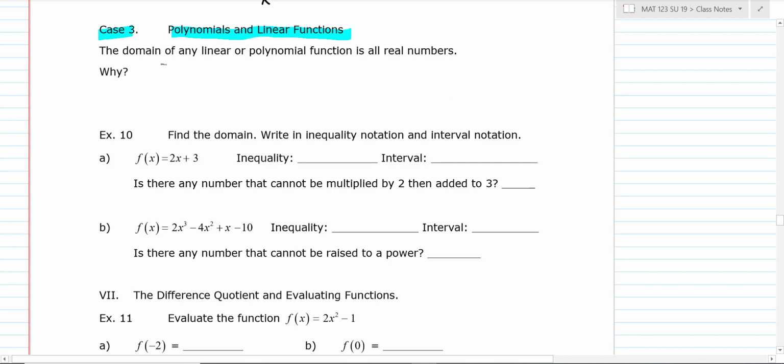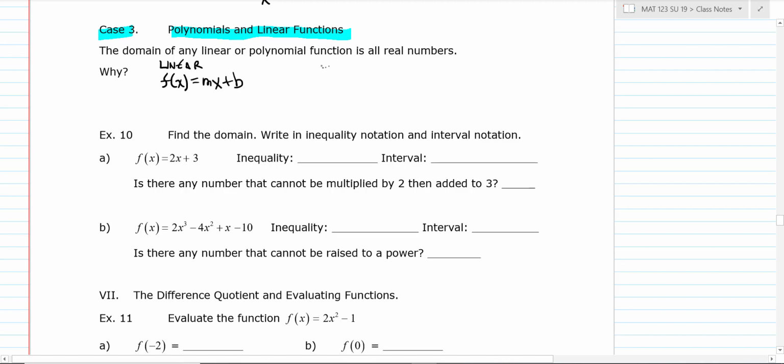Okay, well, the reason is if you have a linear function, remember linear functions go f of x equals mx plus b. Well, you're going to have a line. So the thing about this is x can be anything on this. X can be any number, because you can always take any number, multiply it by a number m, and then add to b. So you're always going to get everything works. You don't have a denominator or a square root or anything like that.